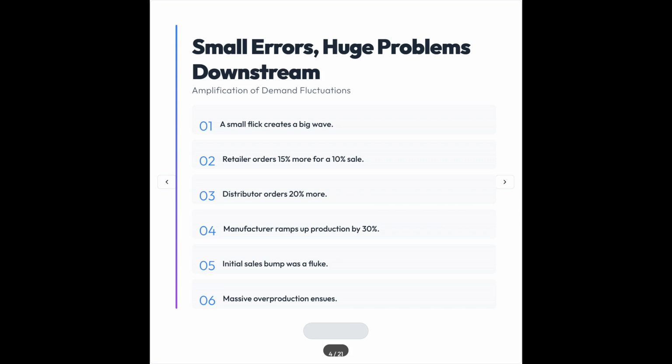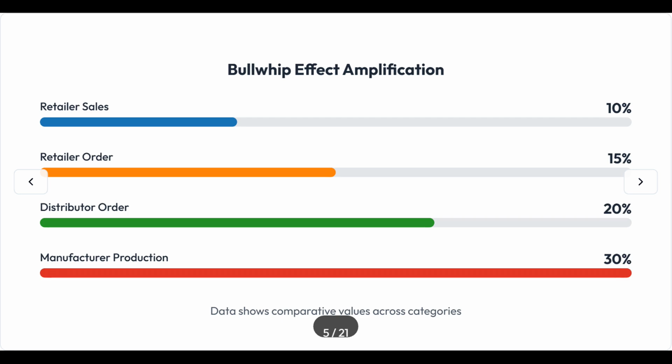This is particularly important because, as the document highlights, an inaccurate forecast is often the starting point for many other supply chain issues. Now, as you can see in this chart, we visualize the bullwhip effect in action. A seemingly small 10% increase in customer sales at the retail level gets amplified as it moves upstream. The retailer's order jumps to 15%, the distributor's order to 20%, and the manufacturer's production to a significant 30%. This shows how a minor change in demand can lead to huge inventory swings and inefficiencies throughout the supply chain. This makes it clear why understanding and mitigating the bullwhip effect is vital for any business.